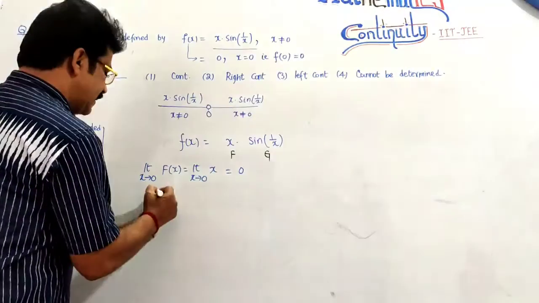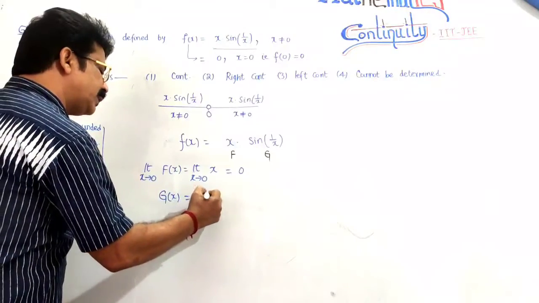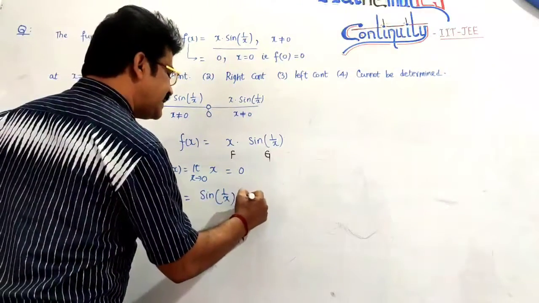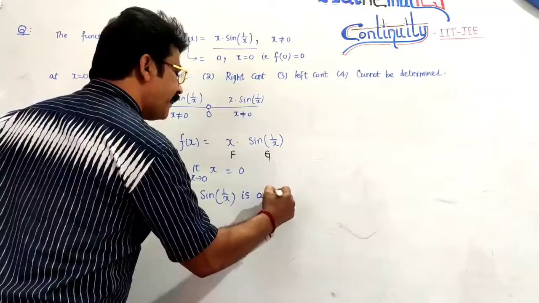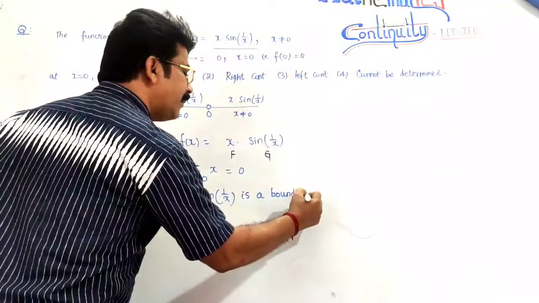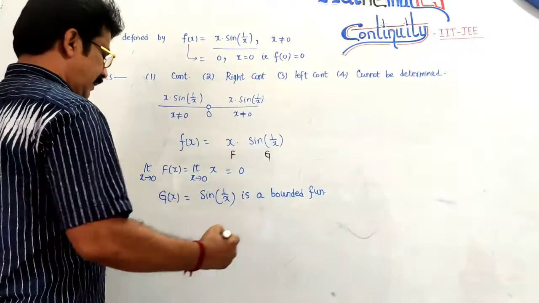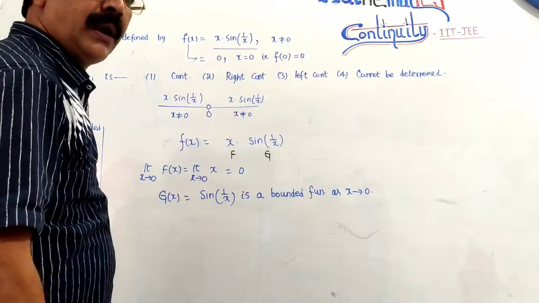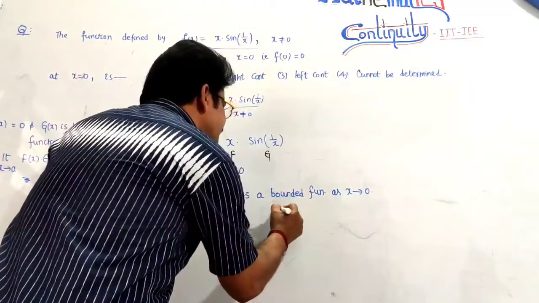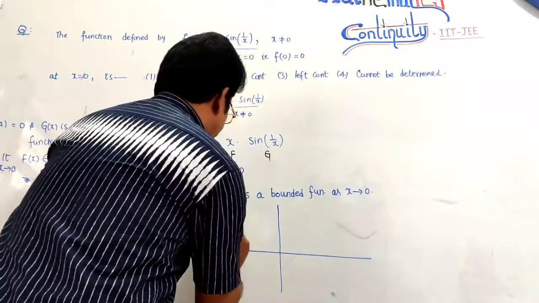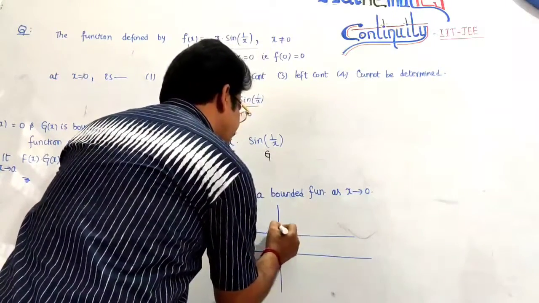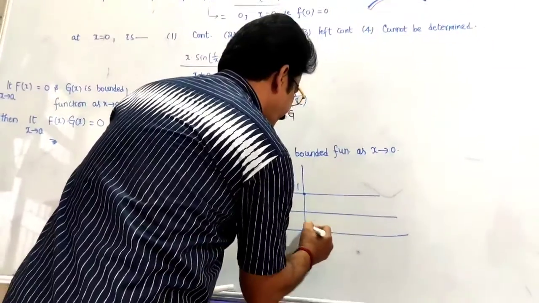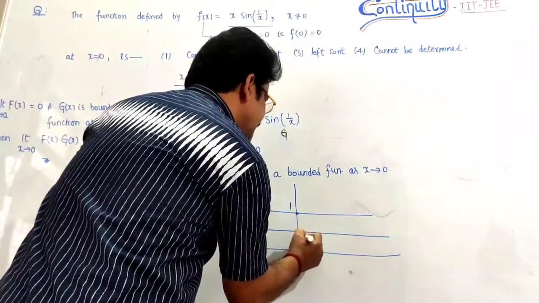Next, G of x is equal to sine of 1 by x. Actually it is a bounded function as x tends to 0. How? One minute. Actually its graph is, for example, this is plus 1, the maximum value, this is minus 1, and this is the origin.